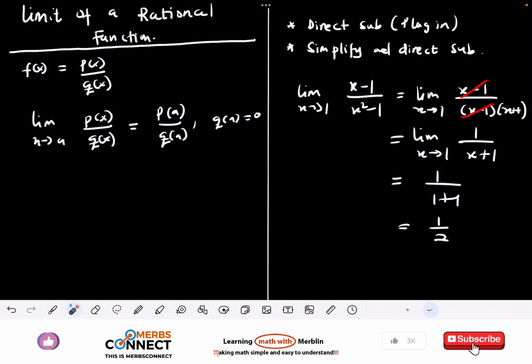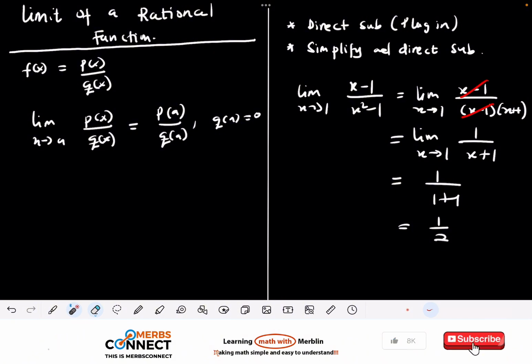So the idea is that anytime I see a rational function, first I do direct substitution. If it is working, fine, I'm done. But if it's not working, I don't just conclude. What I need to do is simplify and do direct substitution again.